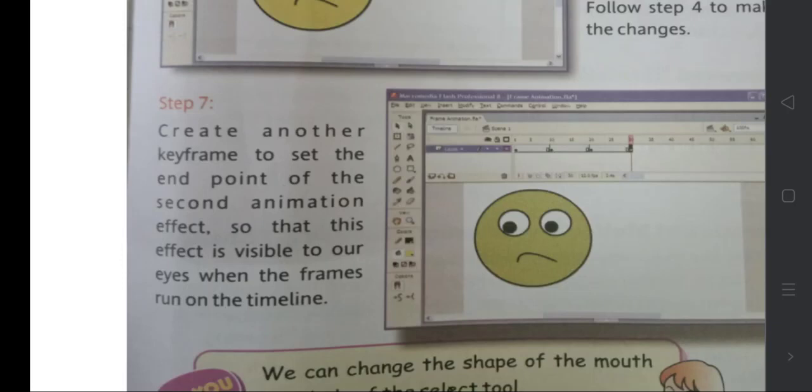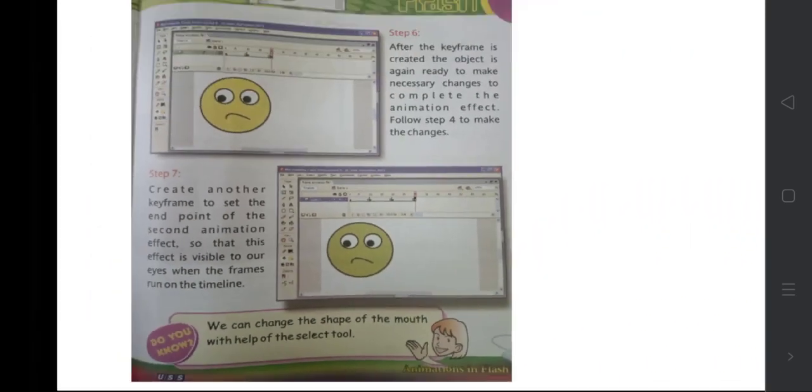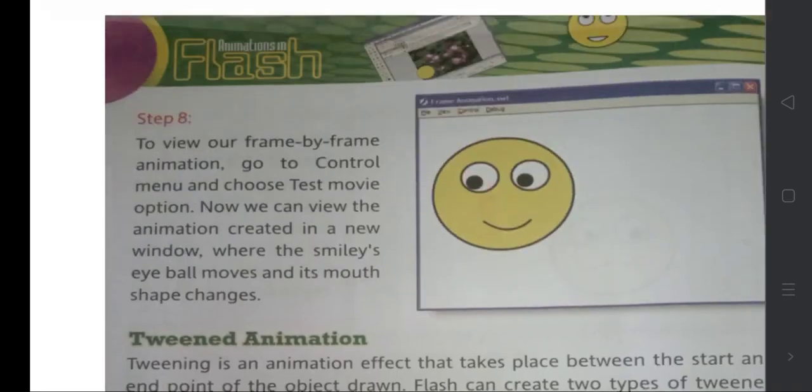So any frame, the start frame or end frame, should be there. For the second animation, the same way we are creating another keyframe. Okay, that is the end keyframe. Now we have created the changes and all have been made. Now we have to view the picture, right? We have to run the picture.